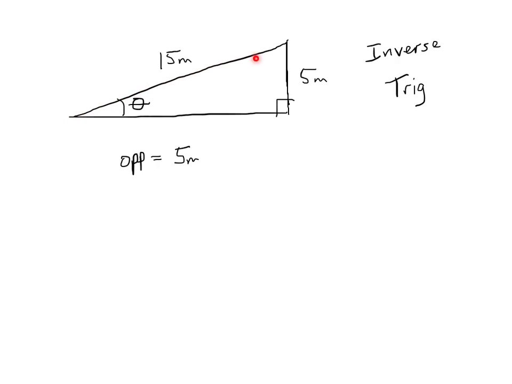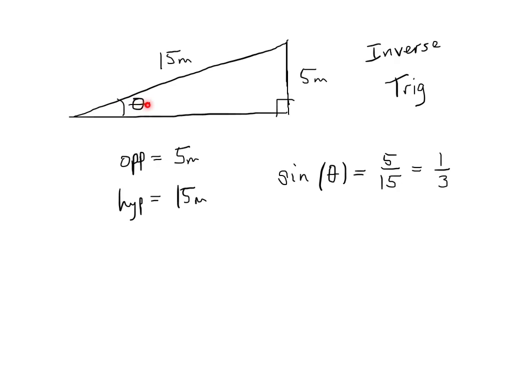Which side is this? The hypotenuse. Right, hypotenuse is 15. So opposite and hypotenuse join forces to make which trig function? Sine. Okay, so sine of theta equals 5 over 15, same as 1/3. This is another way of expressing this angle, right?